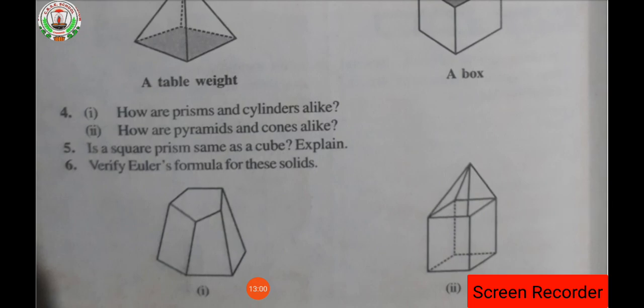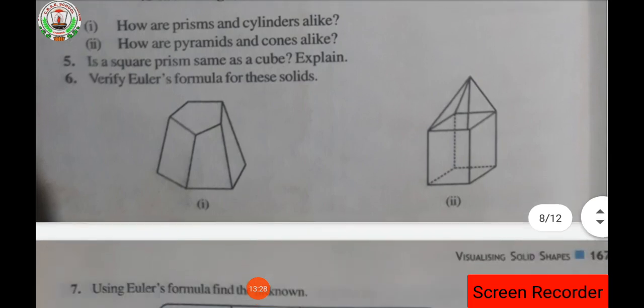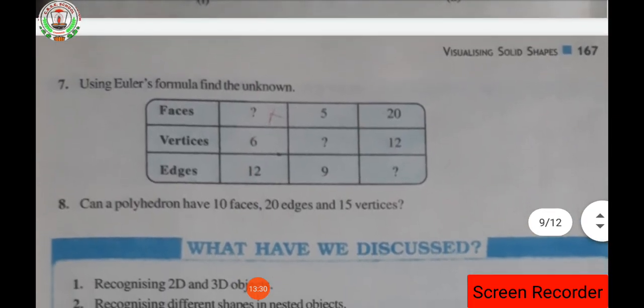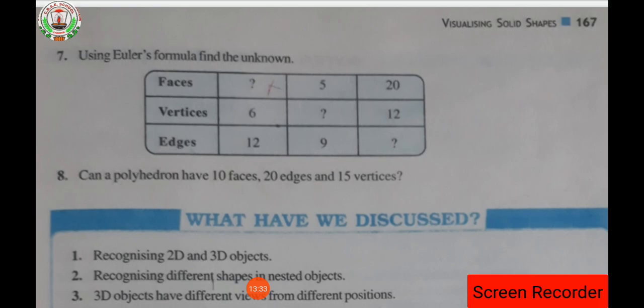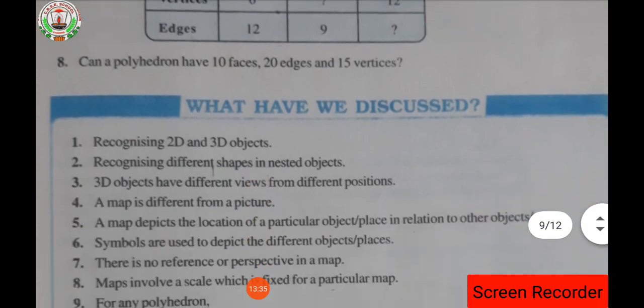Then here, verify Euler's formula. What is Euler's formula? Euler's formula is face plus vertex equals edge plus 2, F + V = E + 2. From the figure you have to calculate the number of faces, number of vertices and the number of edges. Then you have to substitute the values of face, vertex and edge in Euler's formula and verify. Now here are question numbers 7 and 8. Again the same, for Euler's formula only. We will just go through it.